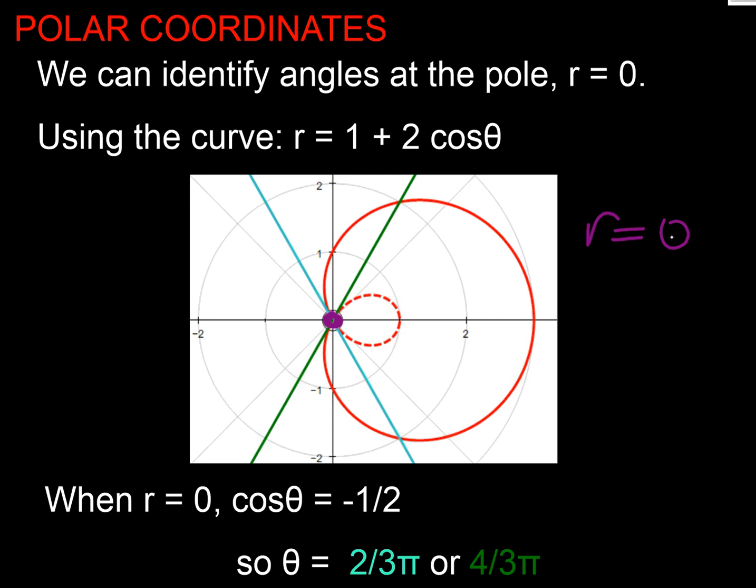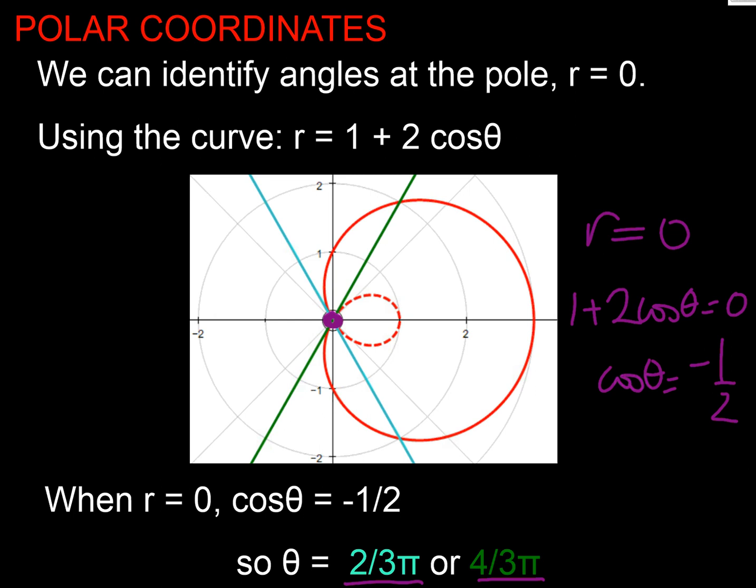And finding out what the angles are at that point. Well, that's easy enough because if r equals 0, then 1 plus 2 cos theta must equal 0. So cos theta must equal minus a half. And we can find the solutions to that, which are theta equals 2/3 pi and 4/3 pi. And we can actually draw those tangent lines on at this point.